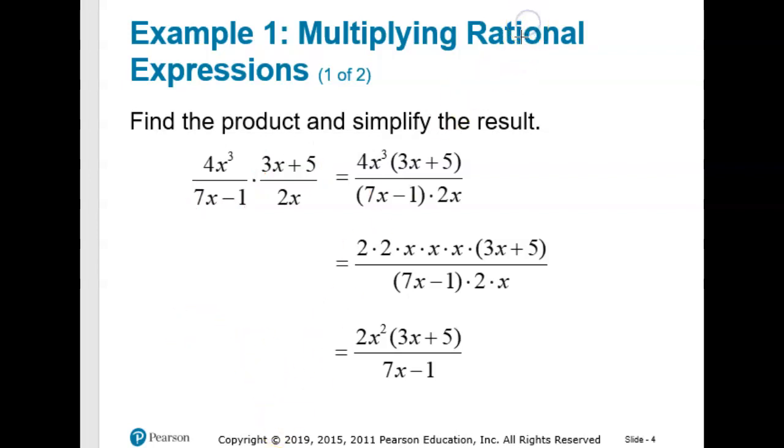So looking down, what we do next is we write out 4x cubed is 2 times 2 times x times x times x times the parenthesis 3x plus 5. And then we have the parenthesis 7x minus 1 times 2x. So what that looks like as far as simplifying is these x's cancel to 1, this 2 and this 2 cancel to 1, leaving us 2x squared times the quantity 3x plus 5 all over 7x minus 1.